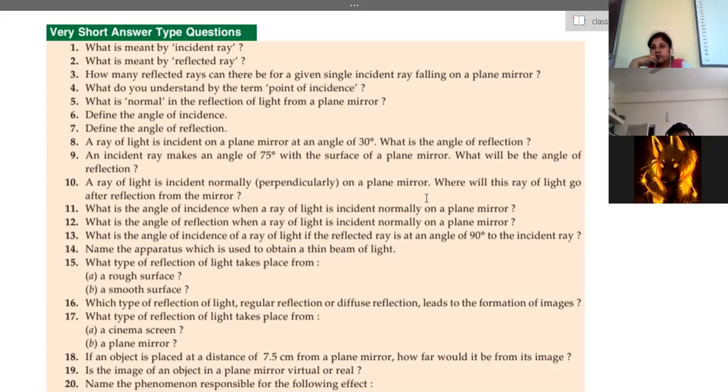Which question have you reached? Ma'am, 8. With all one marker so slow.